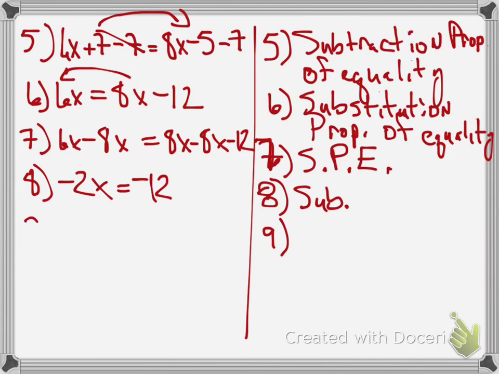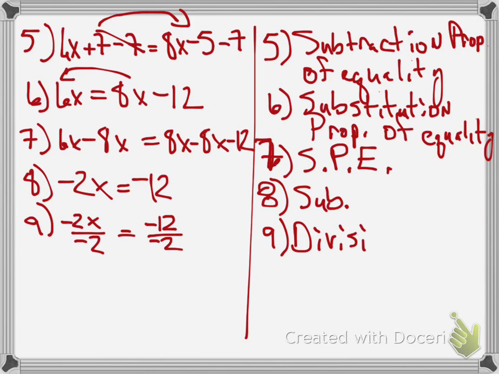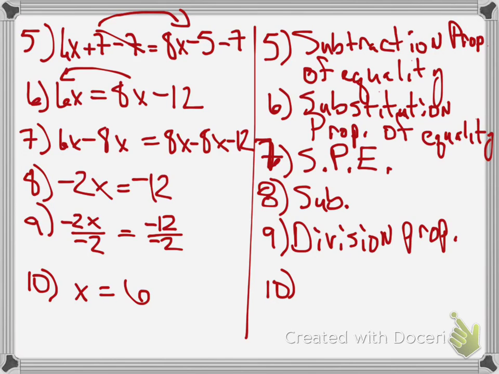Now I can say divide. Negative 2x divided by negative 2 equals negative 12 divided by negative 2. That's the division property of equality, which is what allows me to do that. And then finally, I've got x equals 6, based off the substitution property, and I'm done.